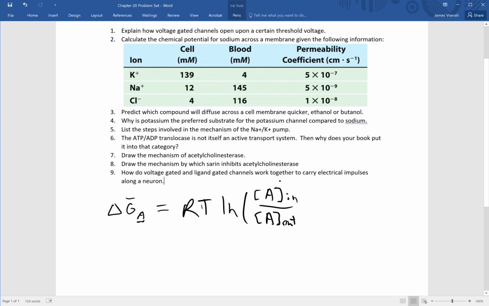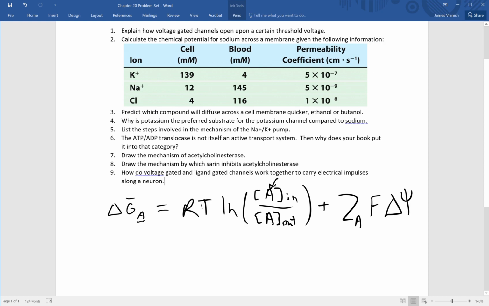Again, A here is the concentration of sodium in this case, plus Z sub A, which is the charge of A. So the charge of sodium, times Faraday's constant, times delta psi.